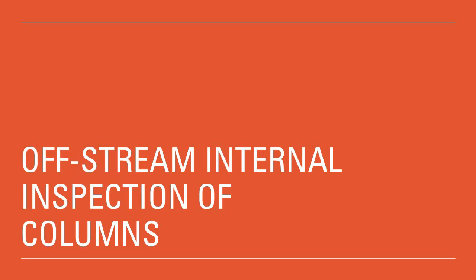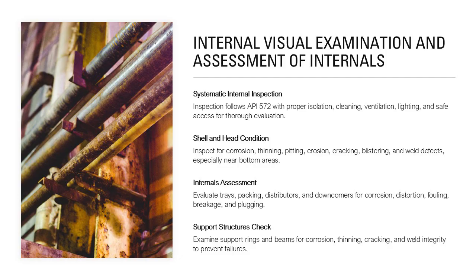Internal visual examination and assessment of internals. Internal inspection during shutdown allows inspectors to directly observe the condition of the column shell, heads, and internals, making it one of the most critical inspection activities. After the column is safely isolated, cleaned, ventilated, and certified gas-free, inspectors perform a systematic internal visual examination in accordance with API 572 guidance. Adequate lighting and safe access are essential to ensure all areas can be properly evaluated.